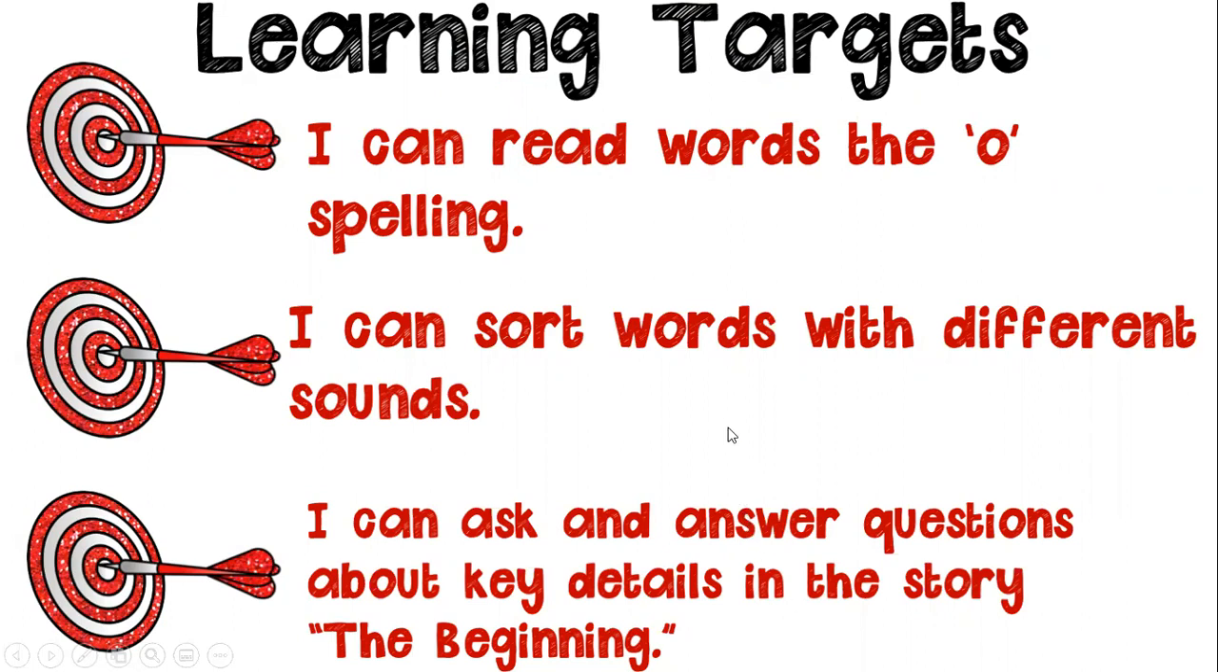Now, our I can statements or learning targets: I can read words with the O spelling. I can sort words with different sounds, and I can ask and answer questions about key details in the story at the beginning. Now, this will be mastered once you do your homework.